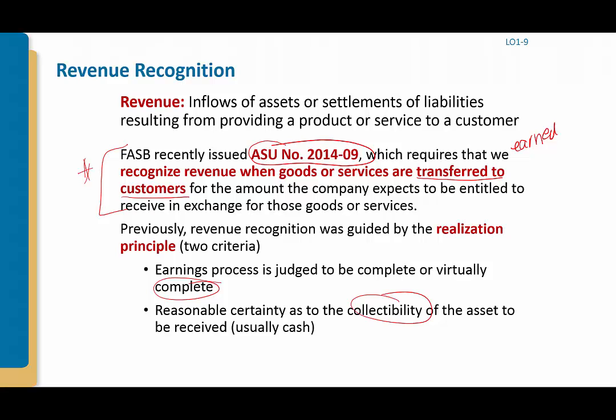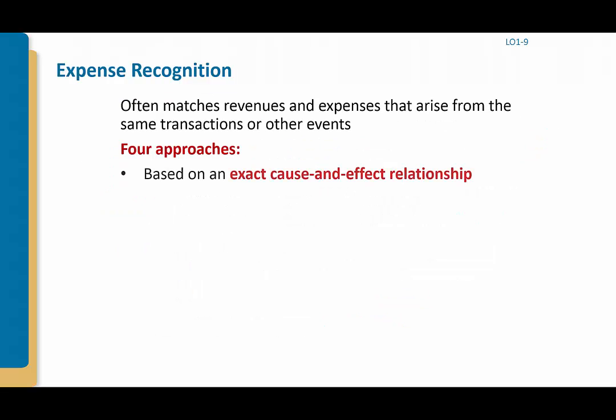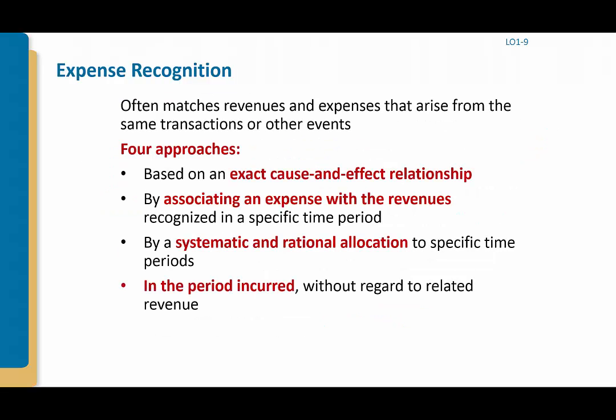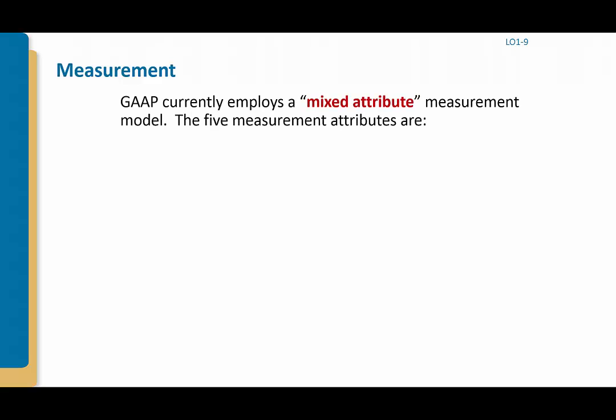So now we recognize revenue when goods or services are transferred to the customer. For expenses, there are several approaches to expensing. Usually it has to be an exact cause and effect relationship. We associate the expenses with the revenues, known as the matching principle, and we will discuss that as well. And systematic and rational allocation, we do that through depreciation. The key is expenses have remained the same and they are still expensed when incurred. So revenue is now recognized when goods and services are transferred to the customer. Expenses continue to be recognized when incurred.